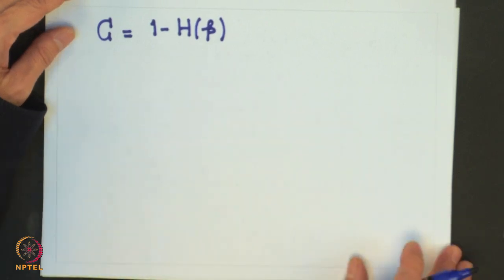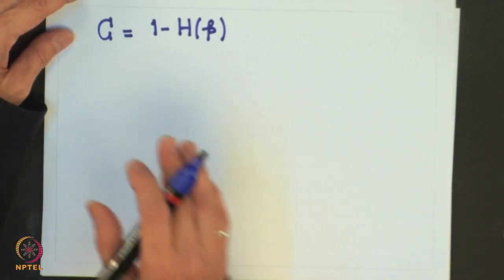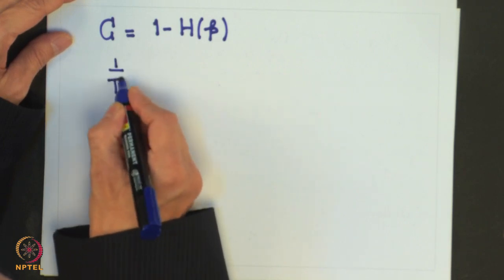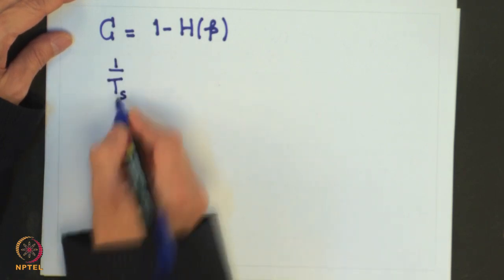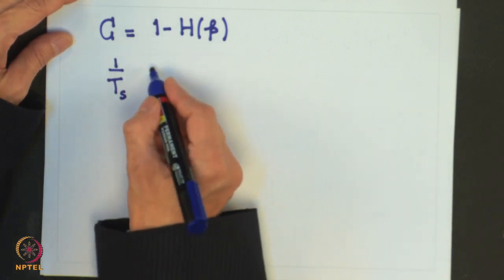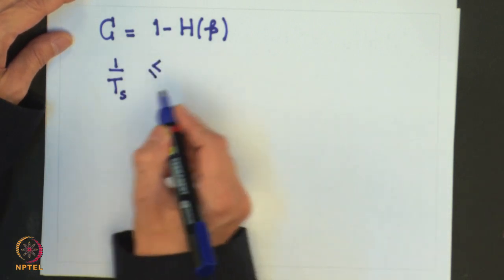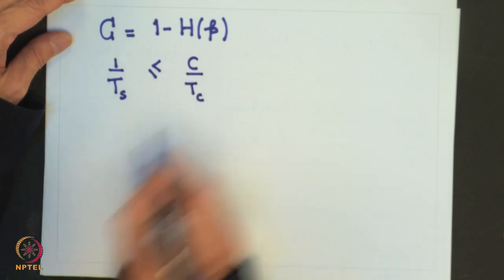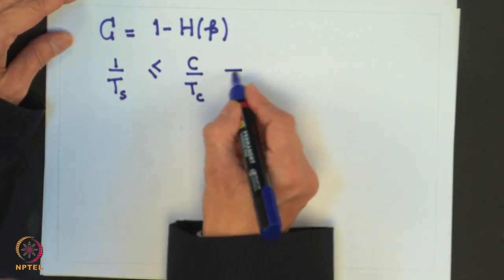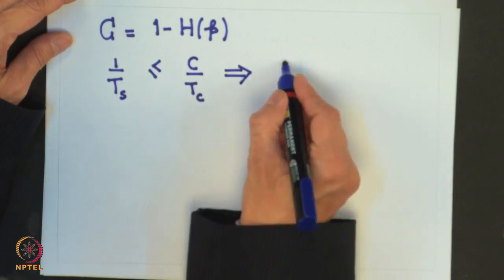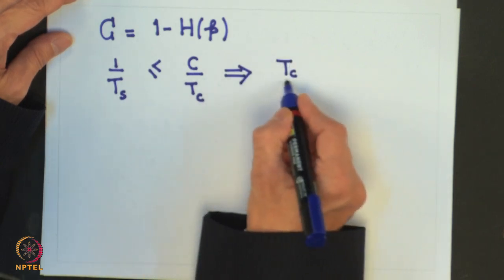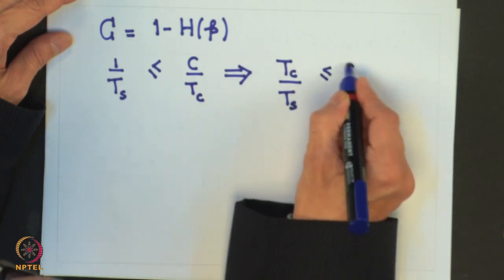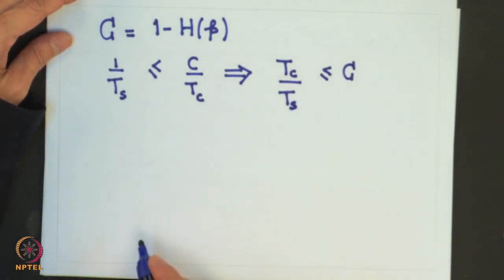Now, what the channel coding theorem says is that the information rate, which is 1 by Ts, should be less than or equal to the channel capacity, which is equal to C by Tc. So, this implies that Tc by Ts should be less than or equal to the channel capacity C.